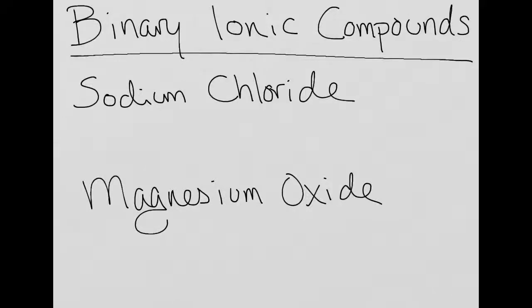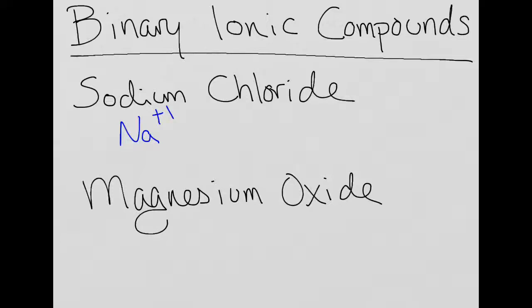Alright, in this video we're going to talk about naming and creating formulas for binary ionic compounds. In terms of creating formulas, we're going to do the crisscross method. In the crisscross method, I write the symbol and charge of the positive one first. In this case, the positive one is going to be sodium. So sodium is Na, and its charge when it is oxidized is +1.